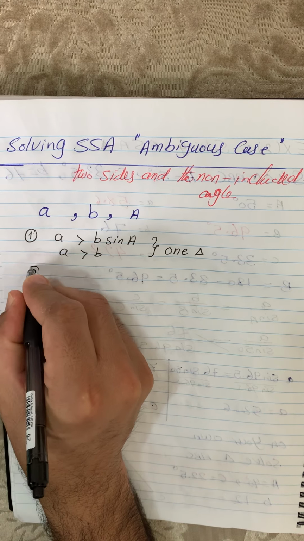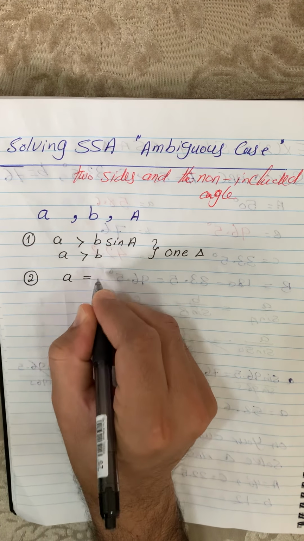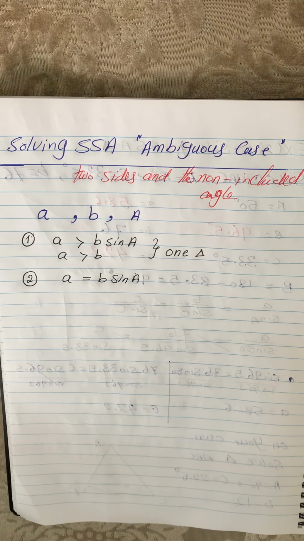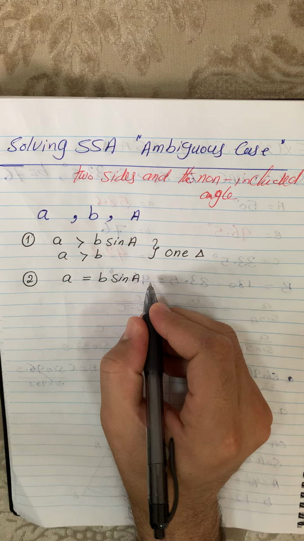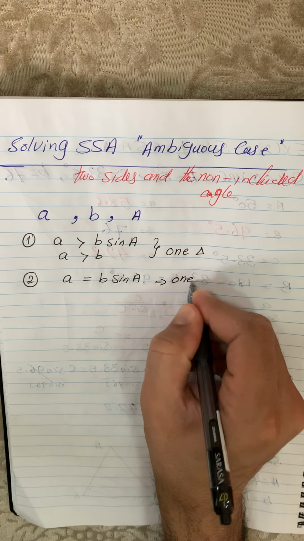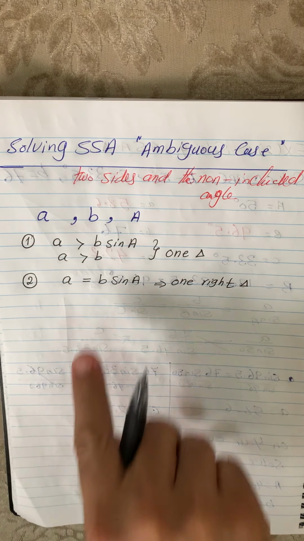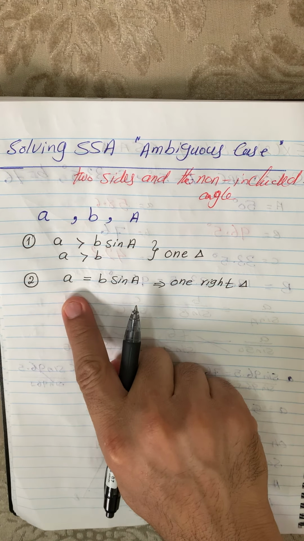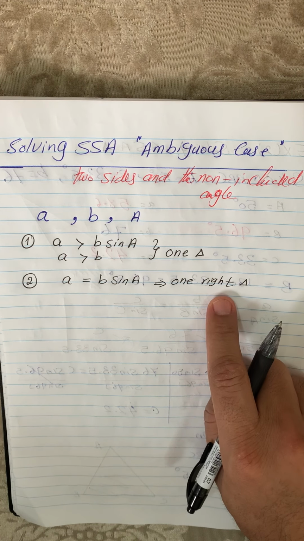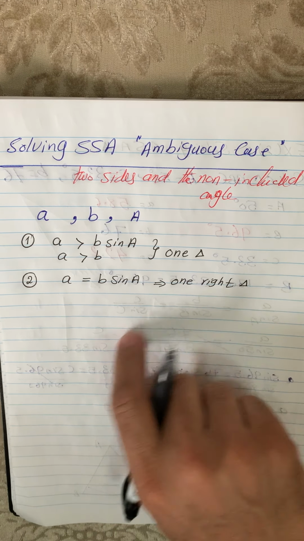Number two, the second case. If a equals b sine A, so we have here one right triangle.